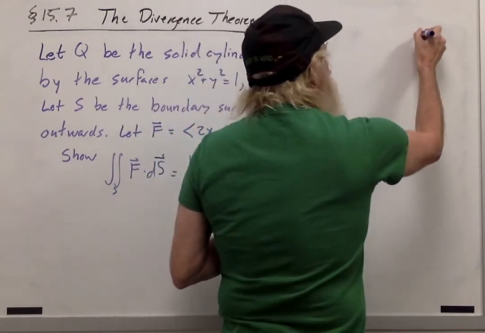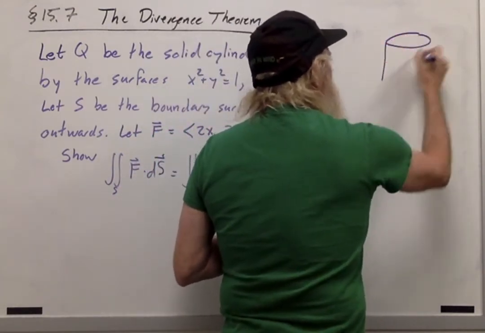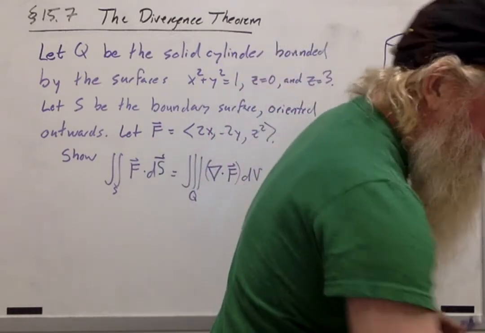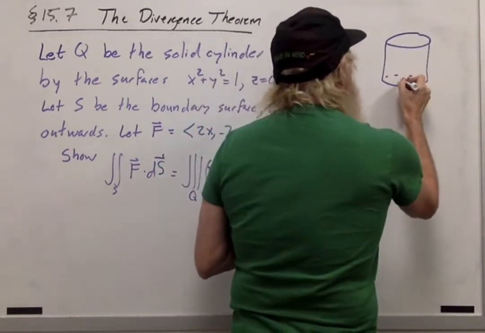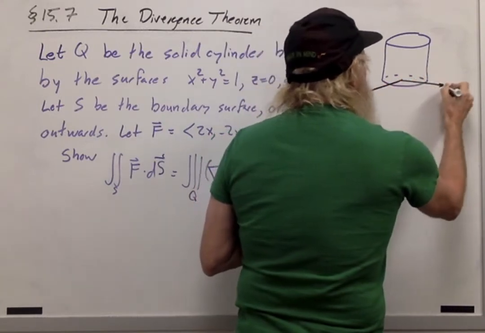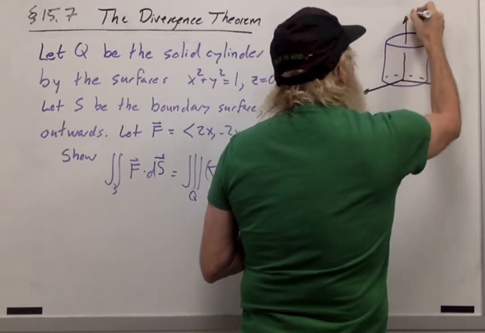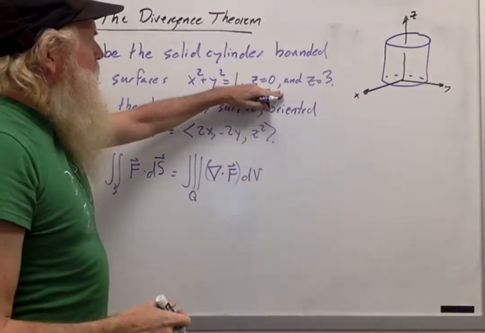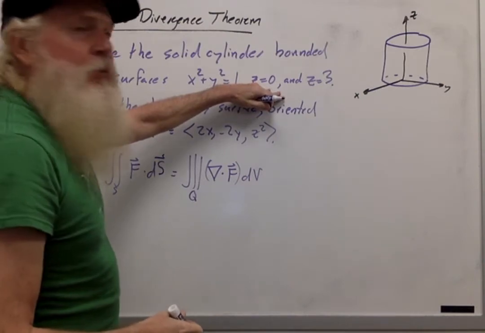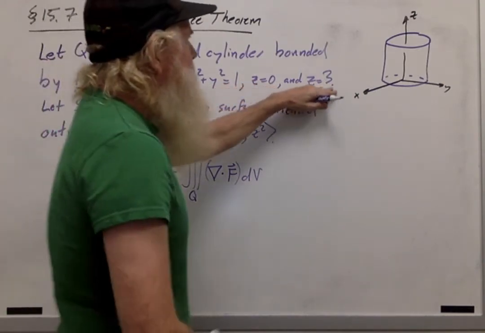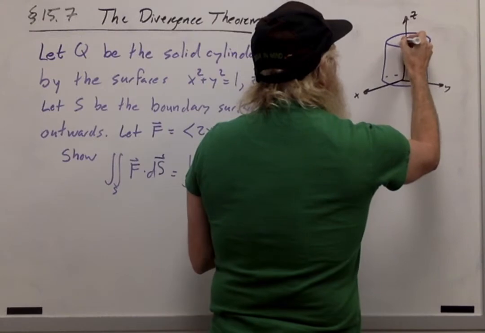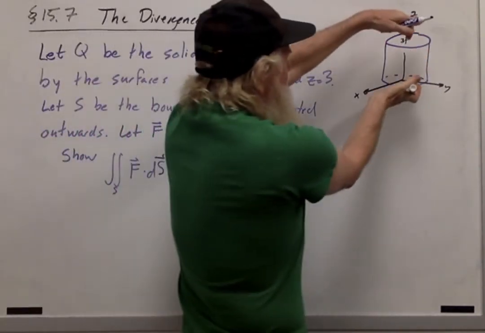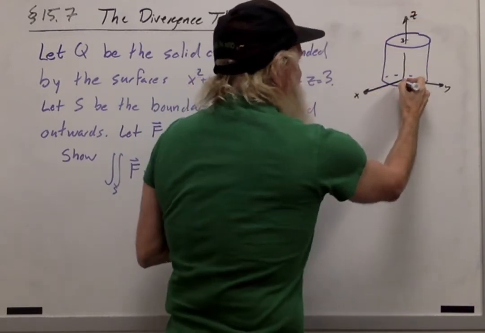So we're inside a cylinder of radius 1. Let me put my axes in. Here's the x-axis, here's the y-axis, and z. So that's one of my bounds. I'm also bounded by z equals 0, which is the xy plane, and by z equals 3. So I'm just going to have a piece of this cylinder between z equals 0 and z equals 3.